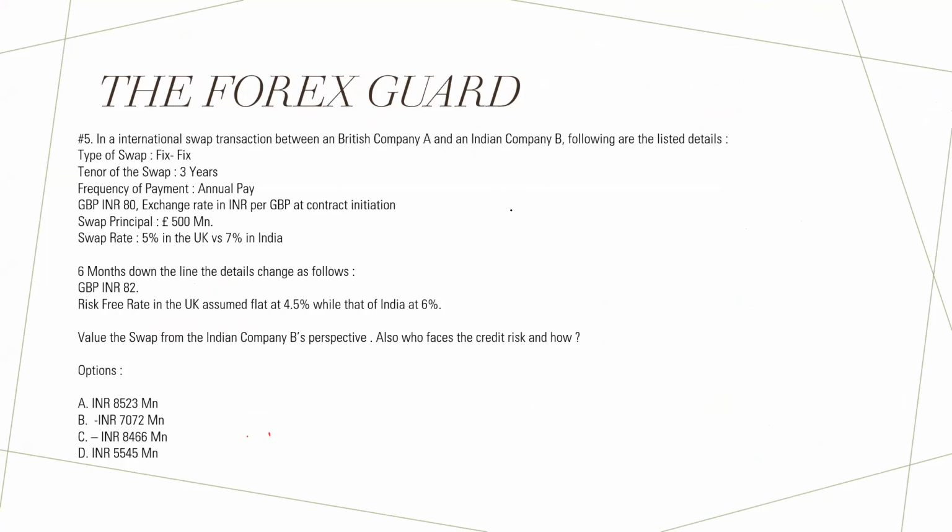So in an international swap transaction between a British company and an Indian company, the following are the listed details: type of swap, fixed for fixed, tenor 3 years, frequency of payment annual. The exchange rate at the initiation of the contract is 1 GBP equal to 80 Indian rupees. Swap principal is 500 million pounds, and swap rate is 5% in the UK versus 7% in India. 6 months down the line, the details change as follows, wherein first the exchange rate changes to 82 from 80, that is 1 GBP, which was earlier 80 rupees at initiation, now becomes 82 rupees.